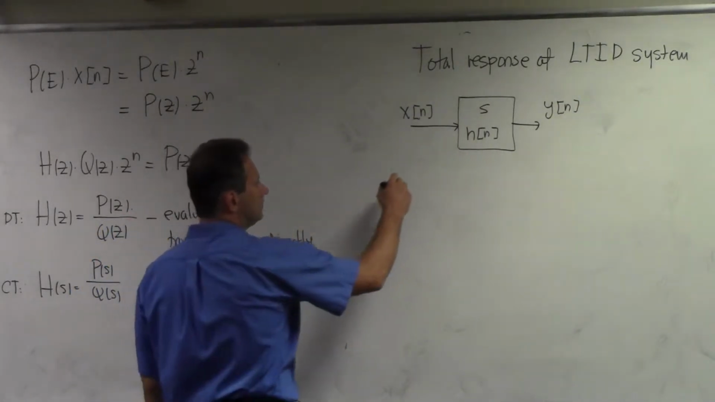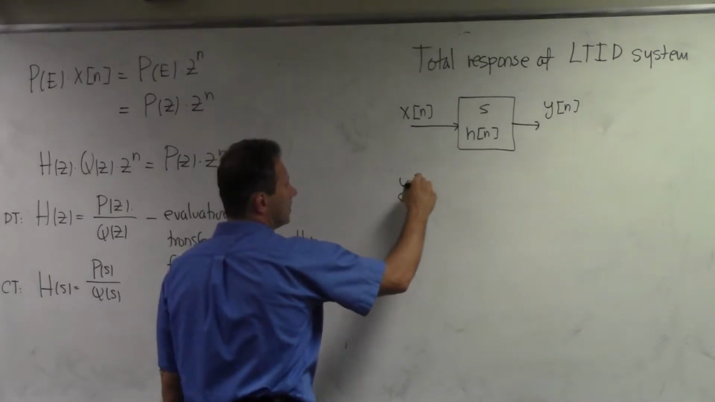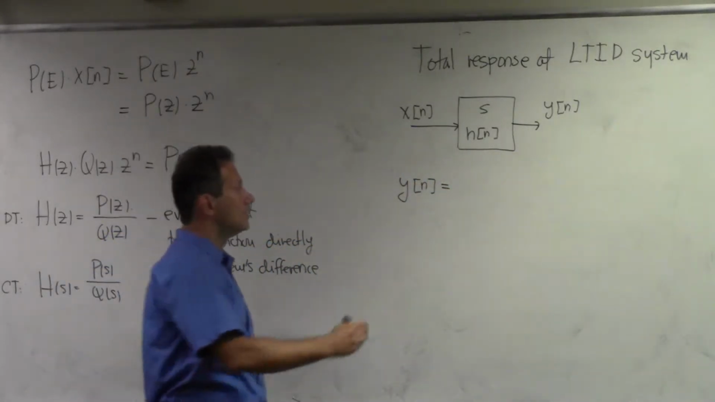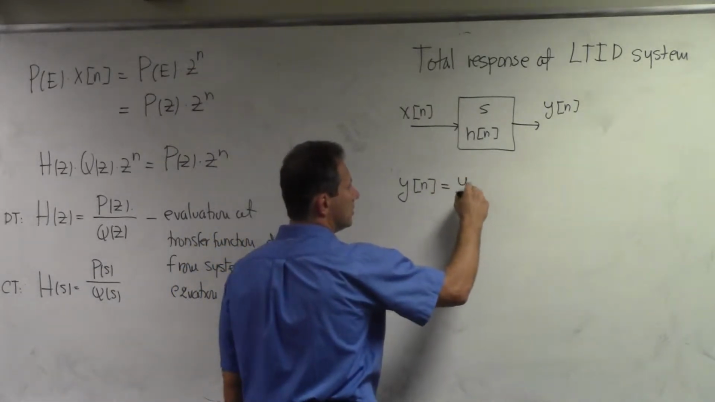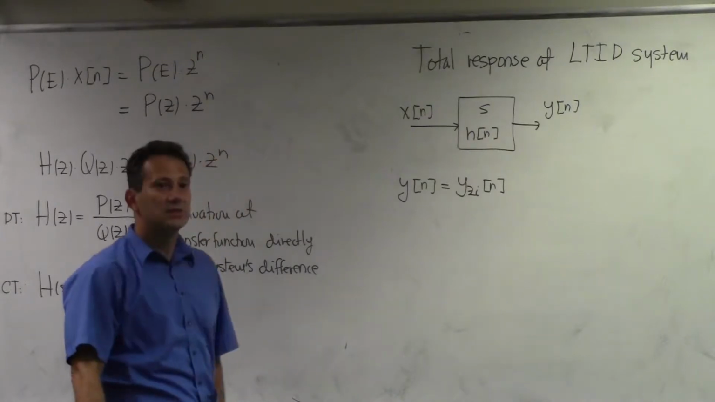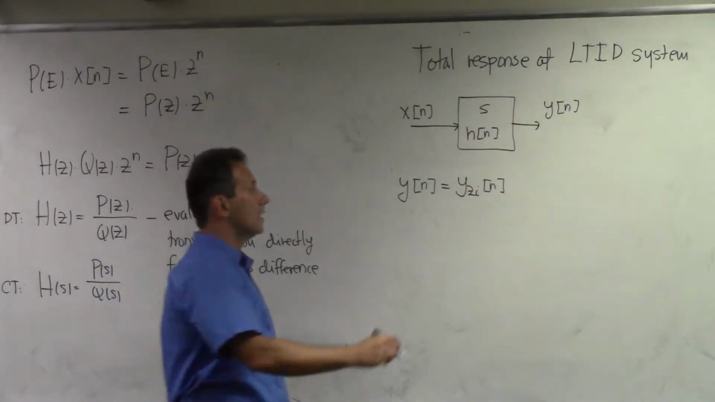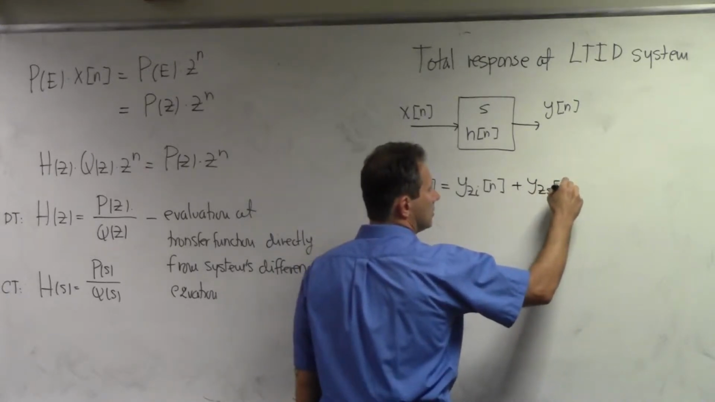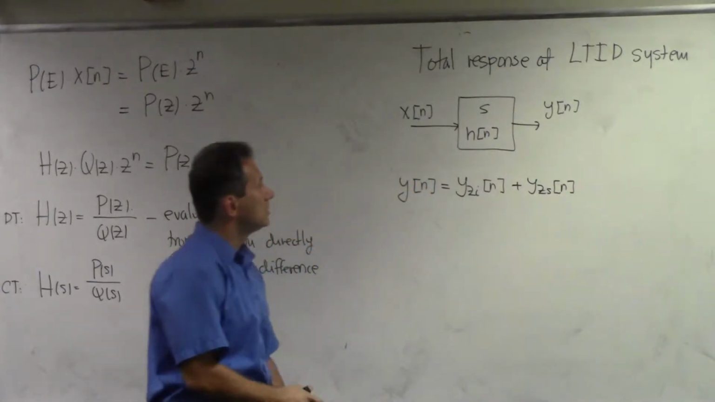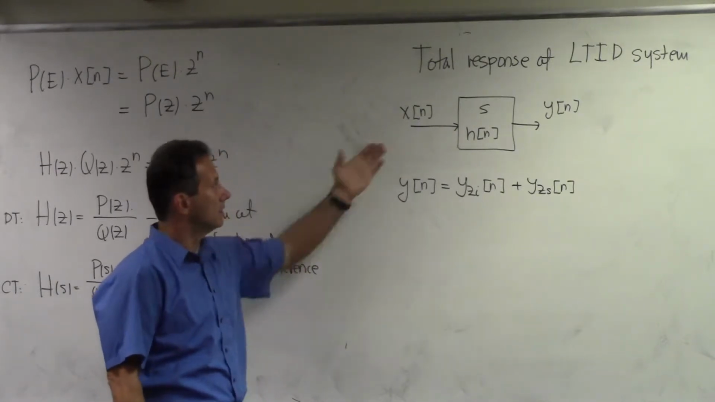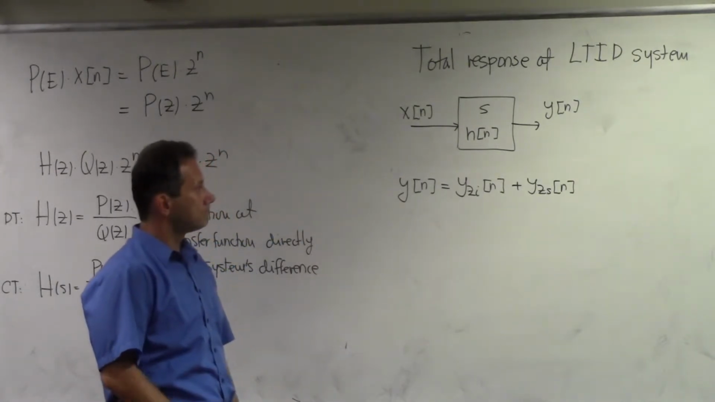Based on what we covered so far, you know that y of n is going to have two components. One is going to be y zero input of n, which is essentially the response of the system to initial conditions. And the other one is going to be y zero state of n, which is going to be the output of the system that is forced by this input presented at the input end.